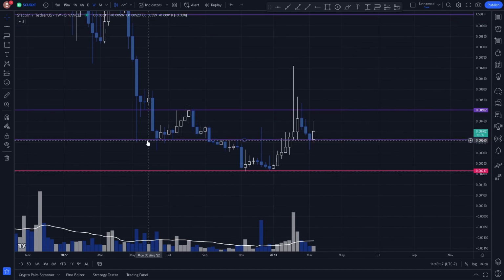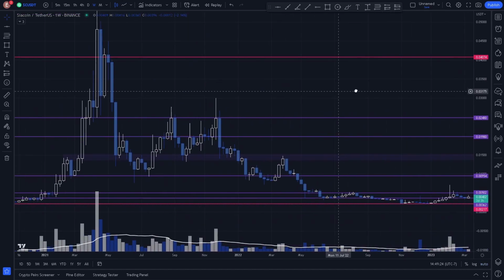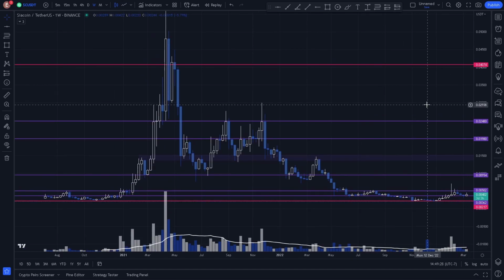So you can see why it's important that we plot these key levels on our chart. So, zooming out, these are all the key levels plotted on our monthly and weekly chart for Sia Coin.